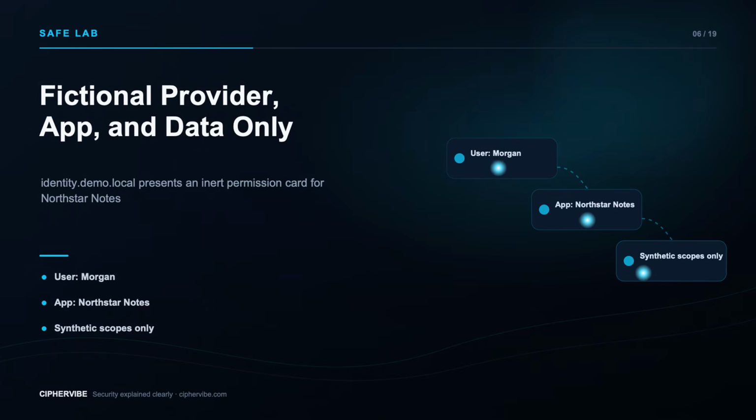Our local simulation uses Morgan, identity.demo.local, and a fictional app called Northstar Notes. The scopes are plain training labels such as read demo files and send demo messages. The grant button changes only an in-memory state field. It cannot create tokens or access data.